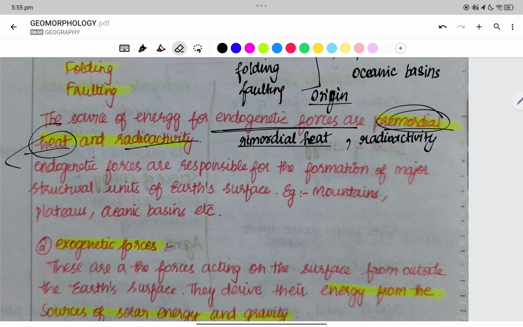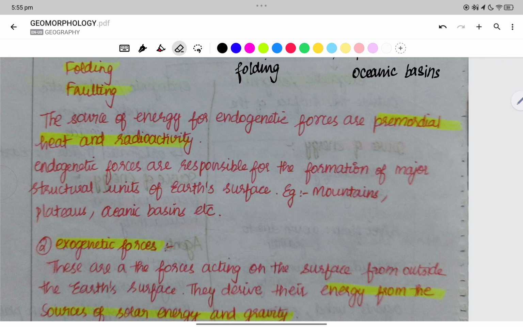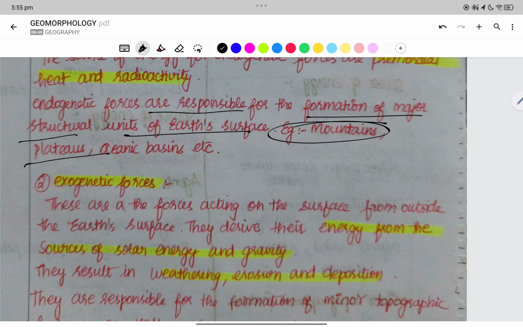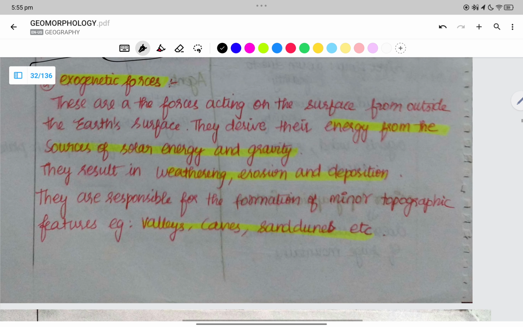This acts as a source for endogenetic forces. So we have the primordial heat and then we have the radioactivity. Endogenetic forces are also responsible for the formation of major structural units of the earth's surface like the mountains, plateaus, and oceanic basins.